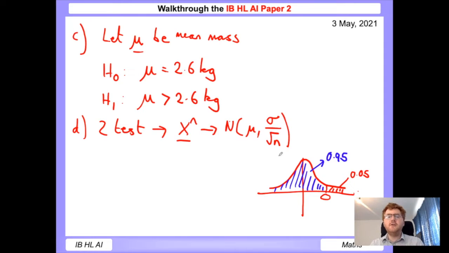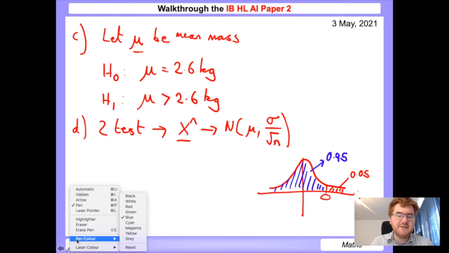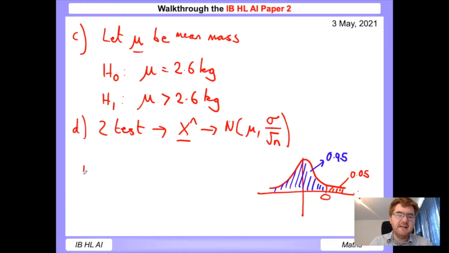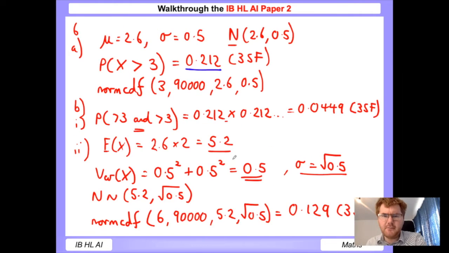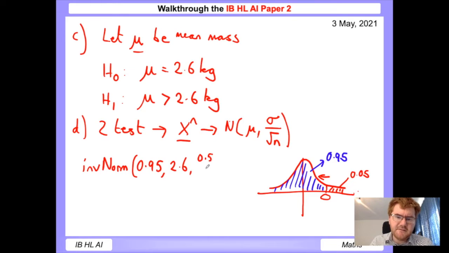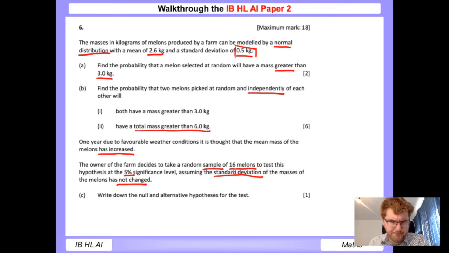So as soon as you start talking about looking for specific values given areas, we need to be thinking inverse norm. And generally inverse norm works with the z-test. So we're looking for an area of 0.95 because the way my calculator works, it works in this direction. So looking for this area, we're given the mean, which is 2.6 from my H0, H1. And then I've got my standard deviation, which was 0.5, divided by the square root of the sample size, which is 16. There we are.